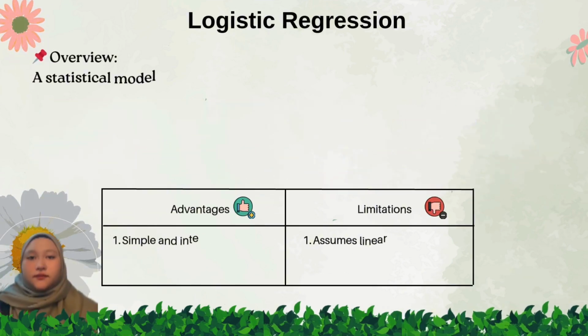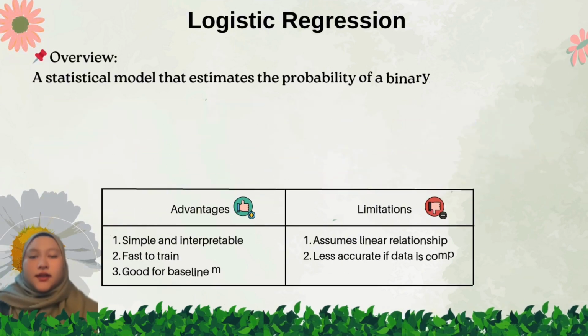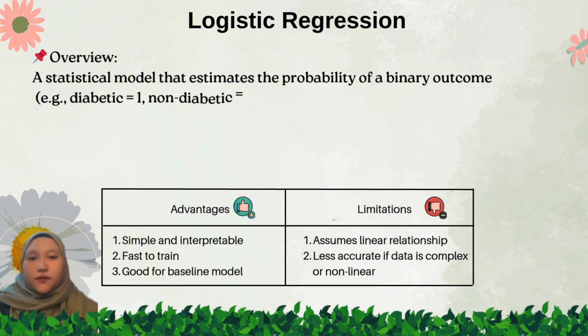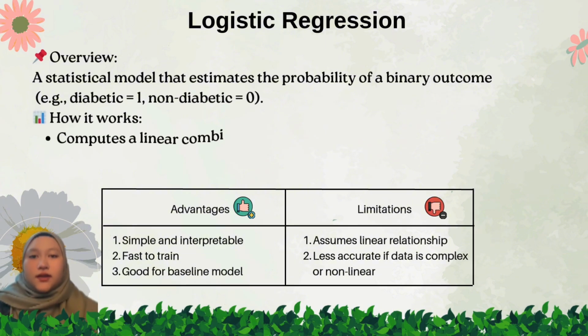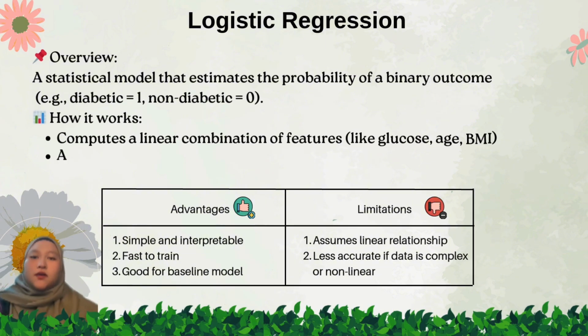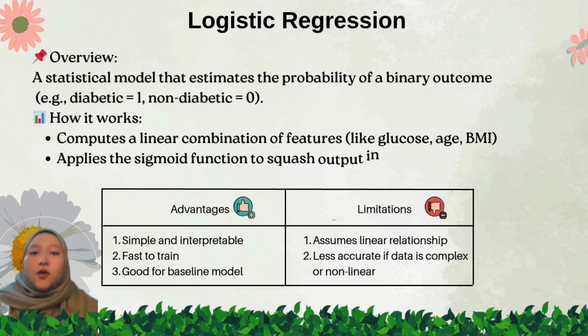Logistic regression. A statistical model that estimates the probability of a binary outcome. Example, diabetic equals 1 and non-diabetic equals 0. So, how does it work? It computes a linear combination of features like glucose, age, BMI. Apply the sigmoid function to squash the output into a probability between 0 and 1.